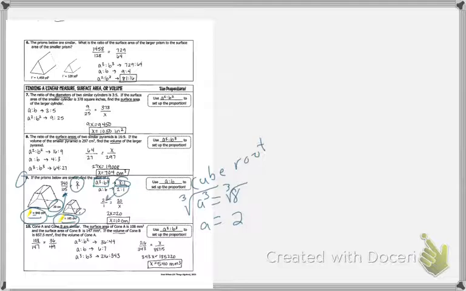So we set it up. 2 is the larger. That means 20 goes on top. 1 is the smaller. X goes on the bottom. Cross multiply. 1 times 20 is 20. 2 times x, 2x. Then you divide.